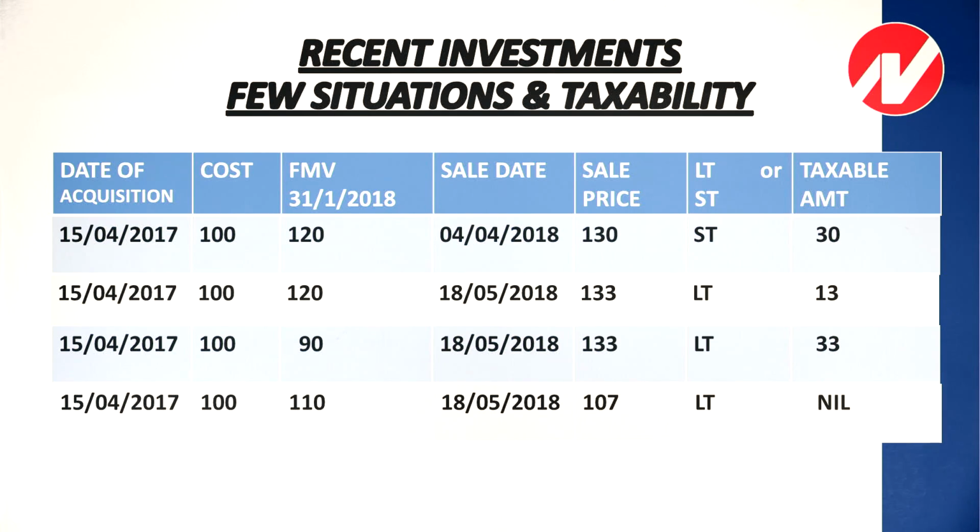There, if my cost price is 100, 1st April 2001 fair market value is 130 and I am selling off the asset at 110, I can book the loss. Here I cannot book the loss. Look at the situation number 4. I am not allowed to book the loss.